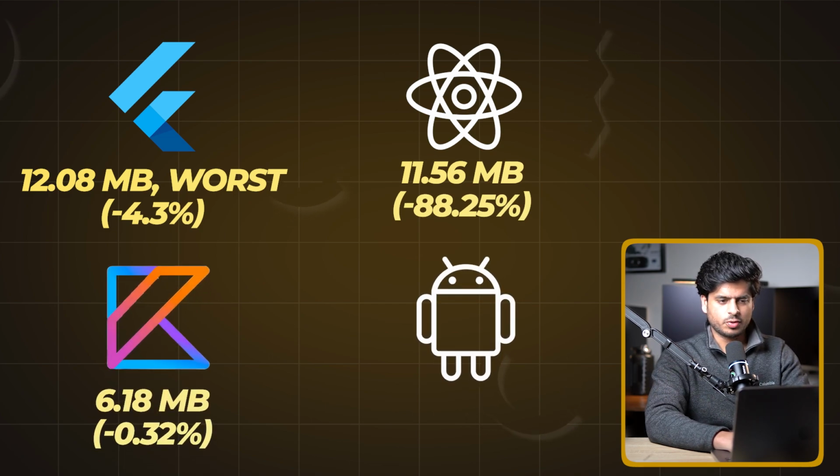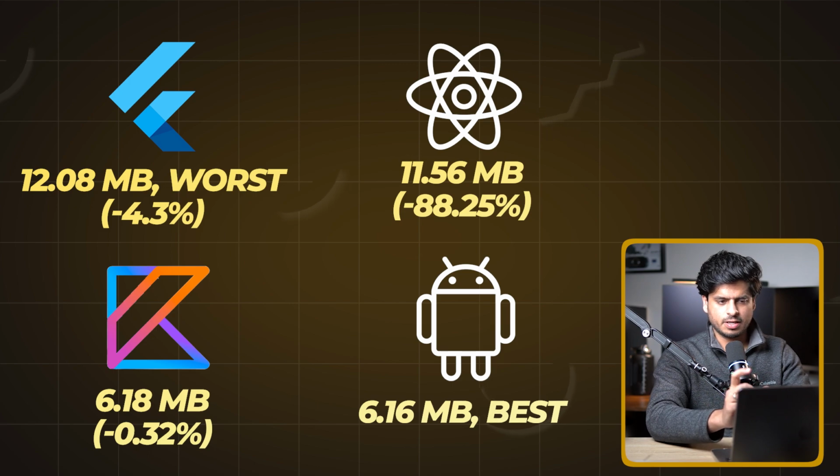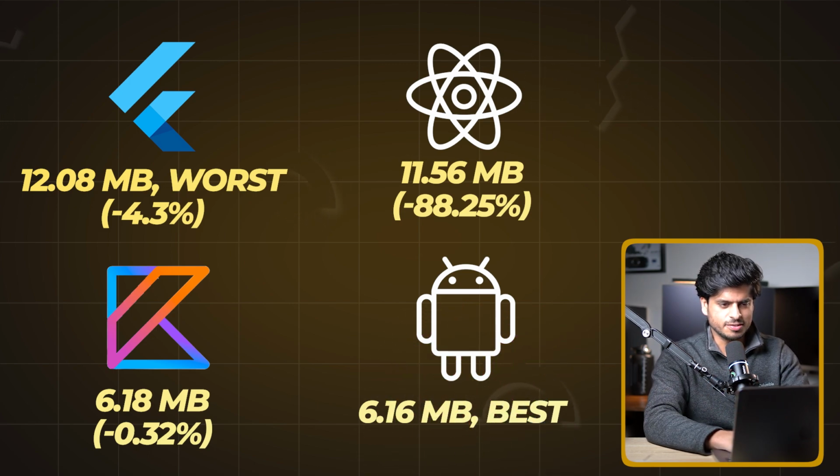KMP and Android Native are very close. There's just a factor of 0.3%. I regard Android Native as the winner, 1 point, and KMP 0.5 points.